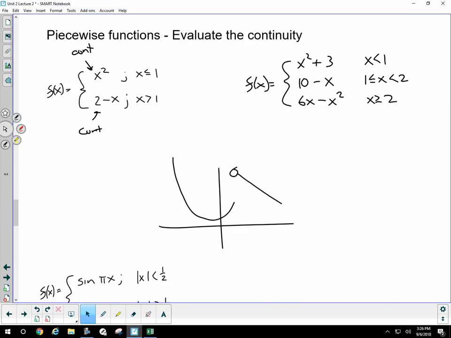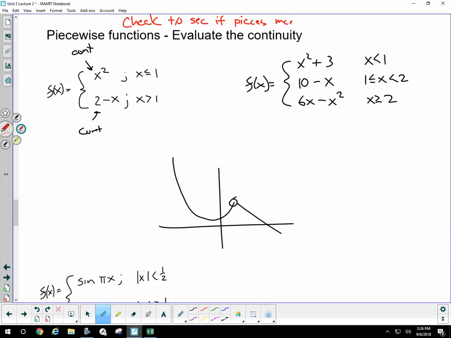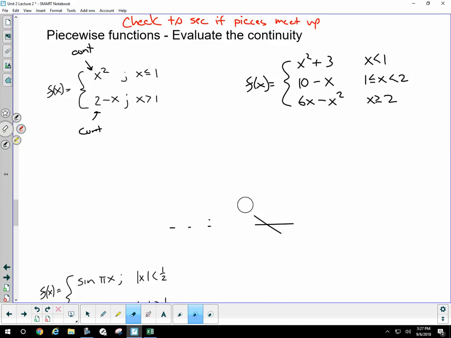All I need to make sure is that this piece connects with that piece. And if they connect, it's continuous. If they do not connect, we have a jump discontinuity. Okay, so this is all we have to do. We don't have to really sketch or anything. We just need to check to see if the pieces meet up. So don't worry about sketching.